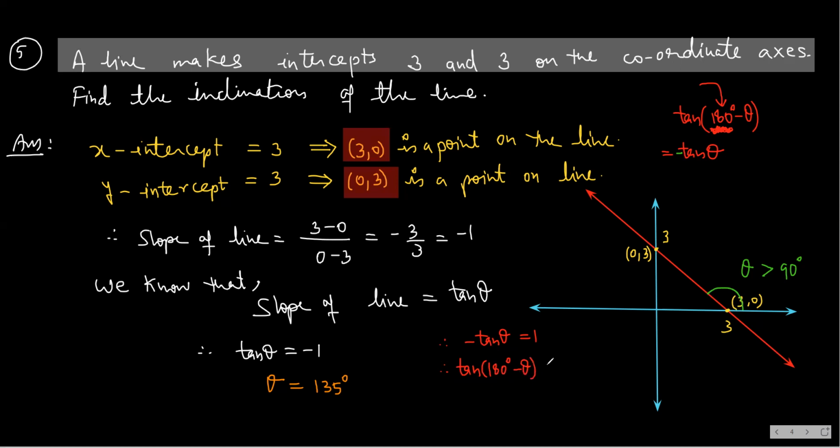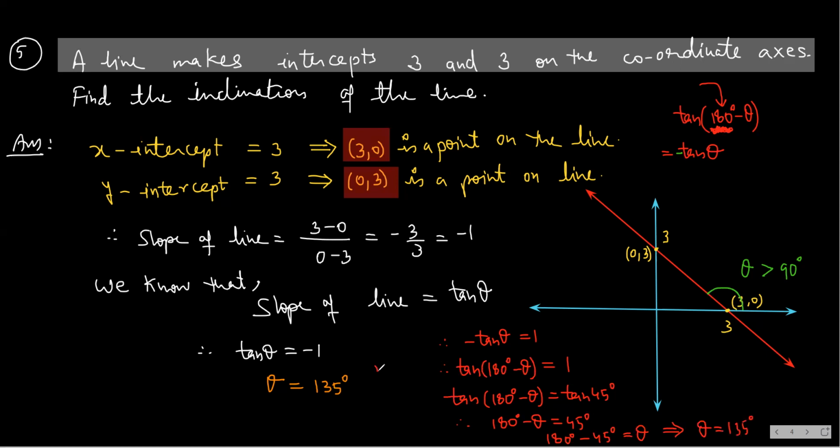Now what will I write? Equals 1. Next I will write tan of 180 degrees minus theta equals, now see, this is 1. Can I write this as tan 45 degrees? Yes, 1 is tan 45 degrees. Now tan 180 minus theta is tan 45. So 180 degrees minus theta is 45 degrees. Therefore I shift 45 here and theta there. So I get 180 degrees minus 45 degrees equals theta. This implies theta equals 135 degrees.